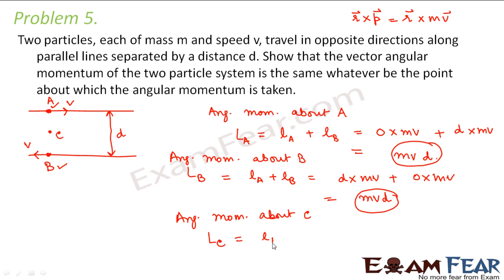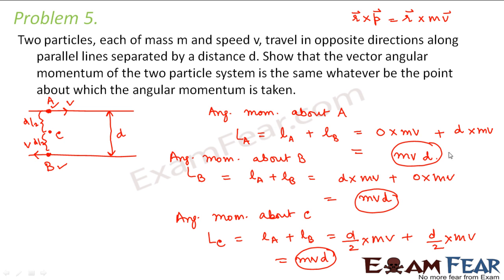So let us calculate the angular momentum about point C. So this will again be equal to the angular momentum of particle A plus angular momentum of particle B. So what is the distance of this particle A? It is d by 2. So this will be d by 2 into mv. Again for particle B also this distance is d by 2, right? So this will be d by 2 into mv. So here also we get the value as mvd. So therefore we see that the value of angular momentum remains the same whatever be the point about which the angular momentum is taken, right?